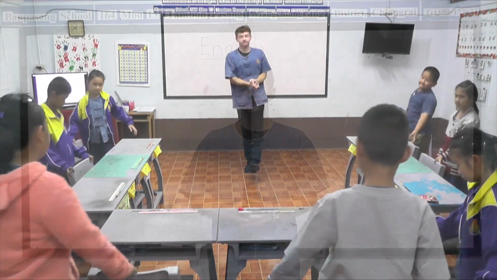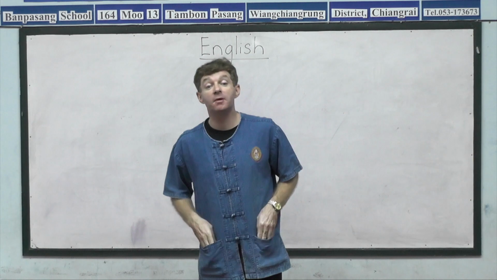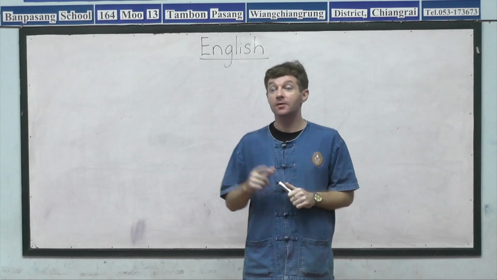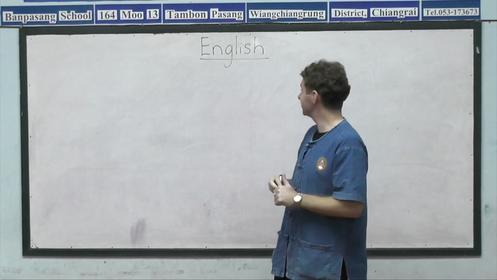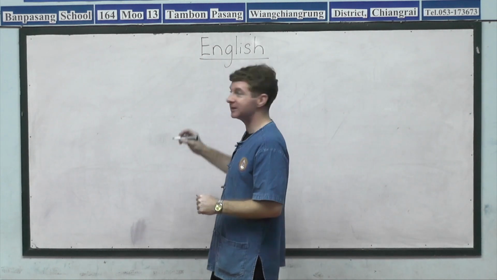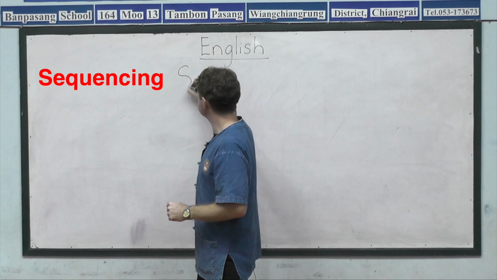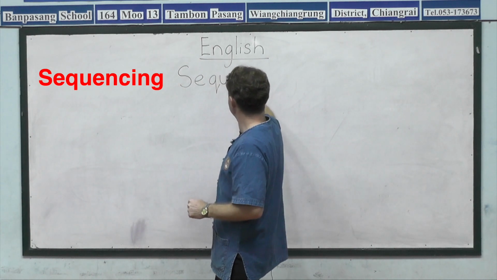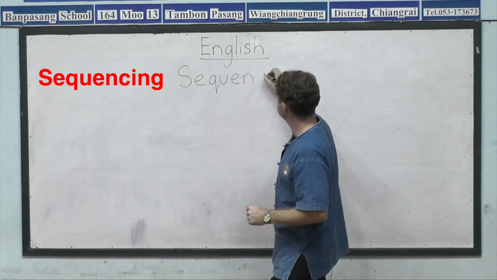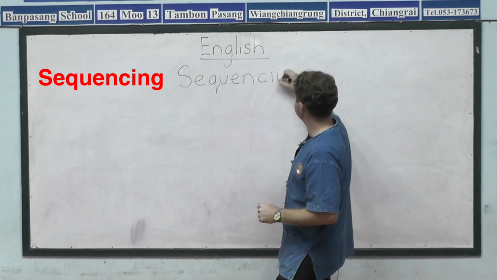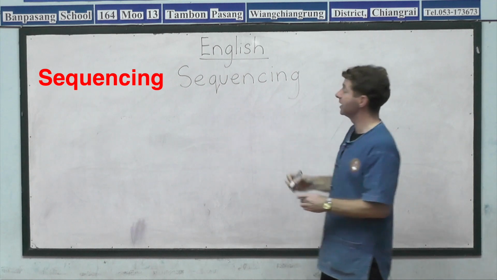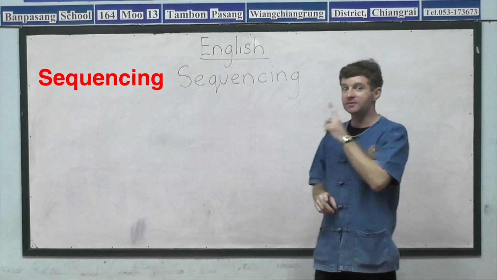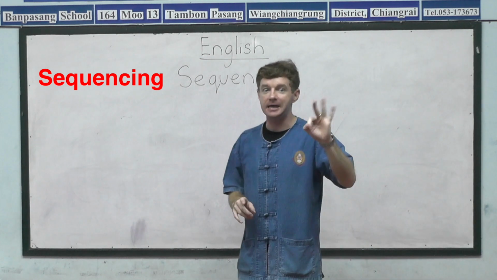Have a seat. So who can remember what we learnt about in English lesson last time? Sequencing. Perfect. Sequencing. And how do we spell sequencing? S-E-Q-U-E-N-C-I-N-G. Sequencing. Yes. And with sequencing, there was three key words.